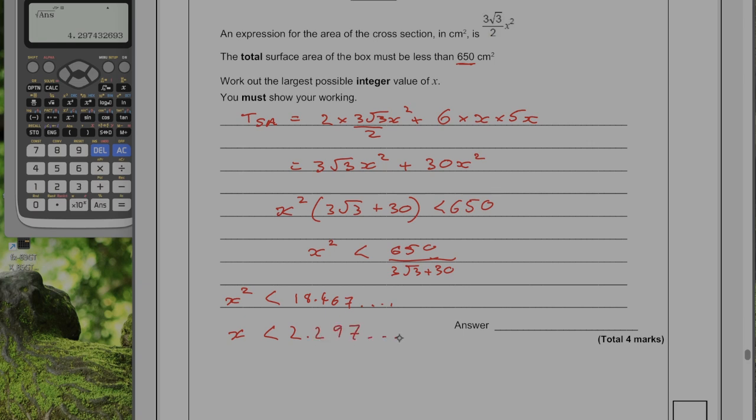2.297 dot dot dot, although technically there would also be x has to be greater than minus 2.297, but we can ignore that. We don't need to worry about it. So, and I've miswritten there, that should have been 4.297. Right, so x has to be less than that. It also has to be an integer, so my answer needs to be 4.